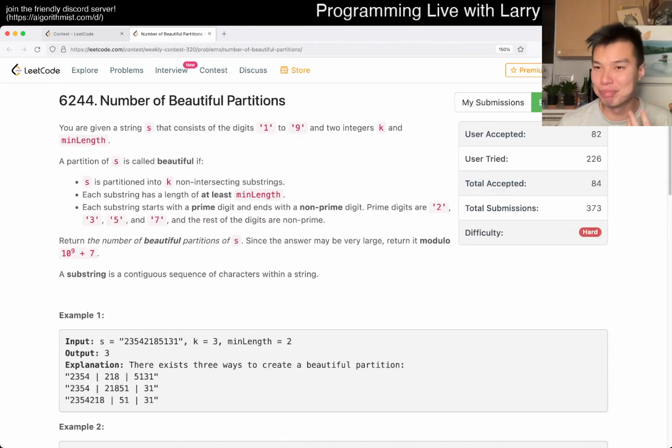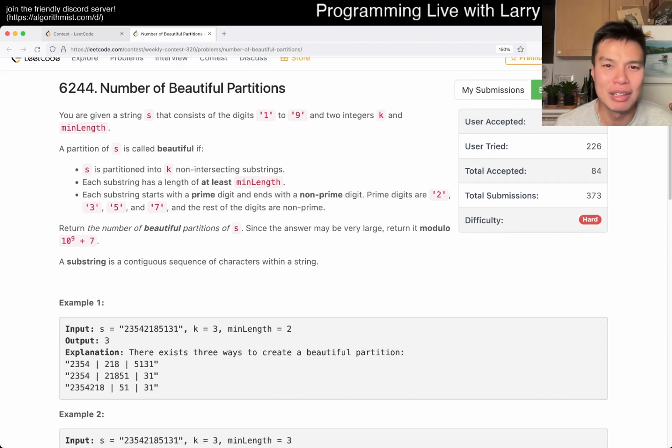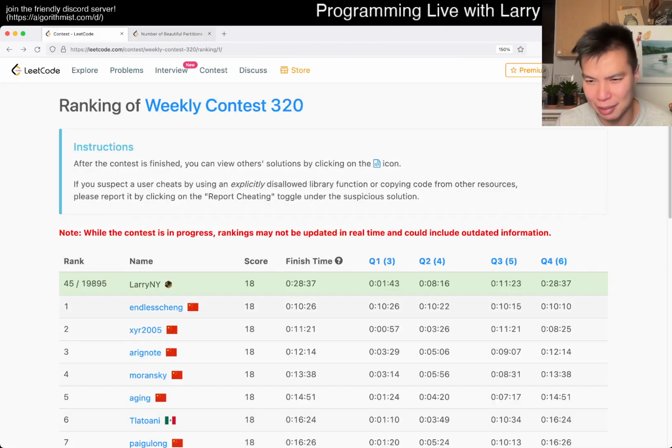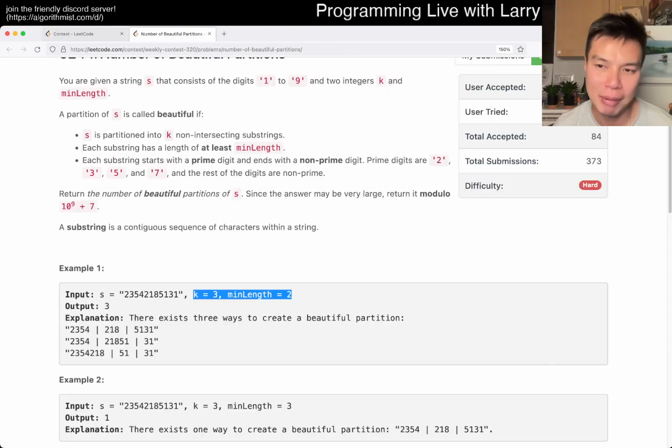So some retro for me is that I actually made a silly mistake. For some reason, I didn't realize that there was a K and a min length. So I solved the problem in a really weird way, if you watched the live solve portion in the beginning. But obviously I eventually did get it in about 17 minutes. A little bit on the slower side, but I'm okay with it because I was very deliberate about just getting it right.